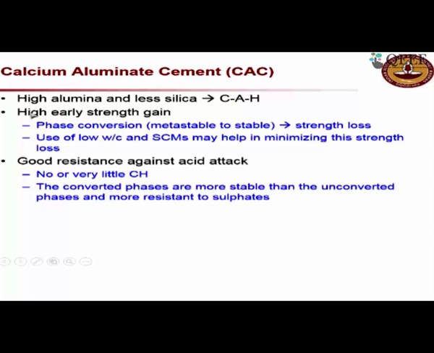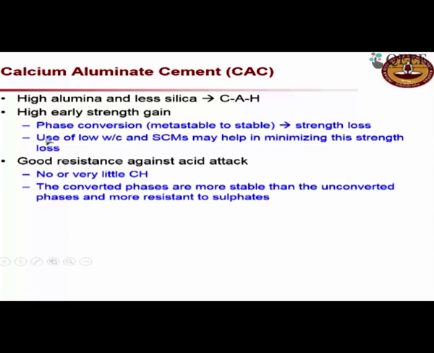Now the advantage of this kind of cement: these are mainly used as a repair material because of high early strength gain. There is also a phase conversion which happens in this type of cement, where the hydrates in the early stage are metastable, and then they get converted to a stable stage. So even though initially you might have a very high strength, you might see a loss in the strength.